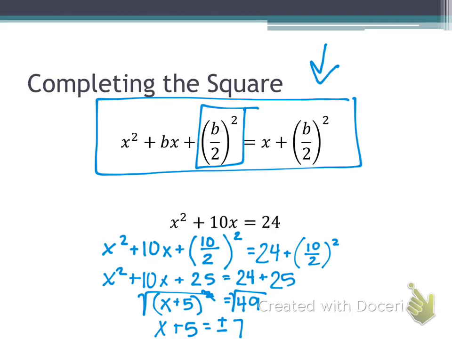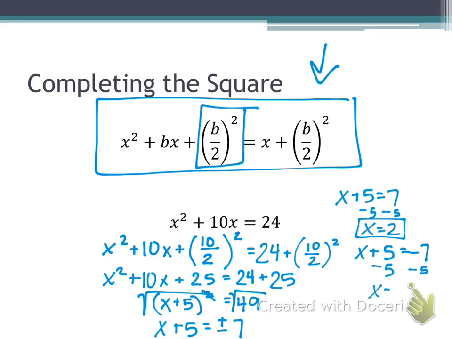So now I just have to solve. Since I know that x plus 5 equals 7 and x plus 5 equals negative 7, that's how I write it. x plus 5 equals 7, and I'm going to write it right down here. x plus 5 equals negative 7. Just separate it into two problems. So now I subtract 5 here, and I get x equals 2. Subtract 5 on this one, and I get x equals negative 12. That's exactly what you do.